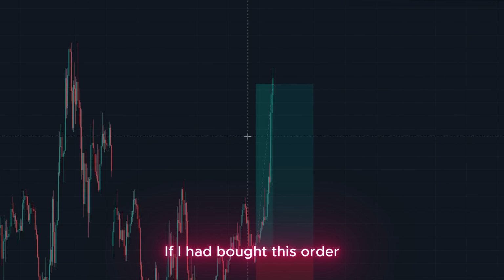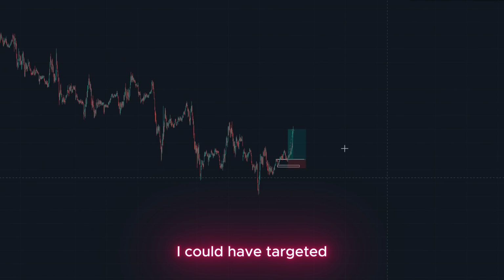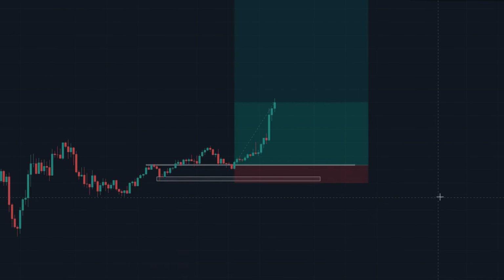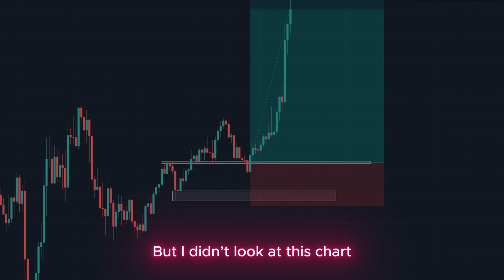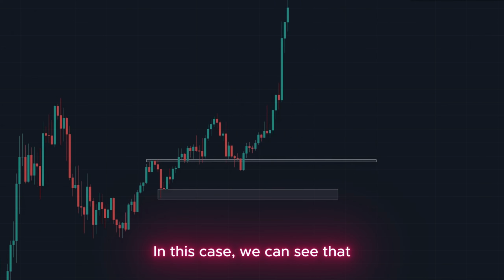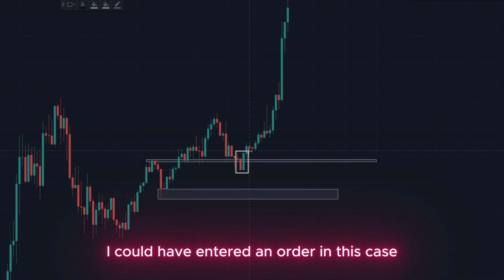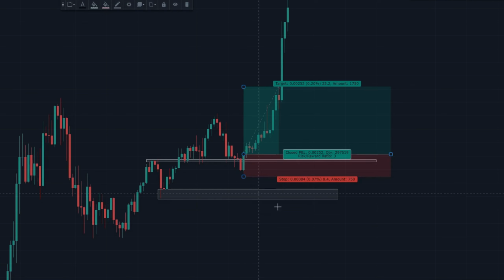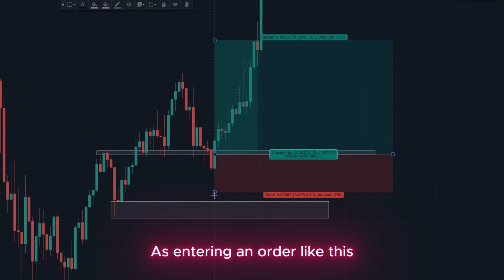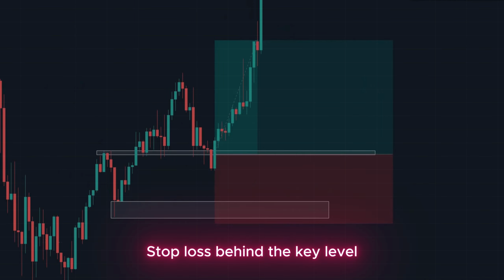If I had bought this order, I could have targeted this previous high with an RR ratio of 1:15. But I didn't look at this chart. In this case, we can see that this is an engulfing candlestick pattern. I could have entered an order in this case. But entering an order in this case wouldn't be as safe as entering an order like this. Stop loss behind the key level is much safer.